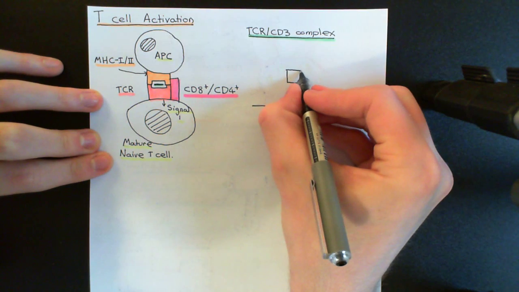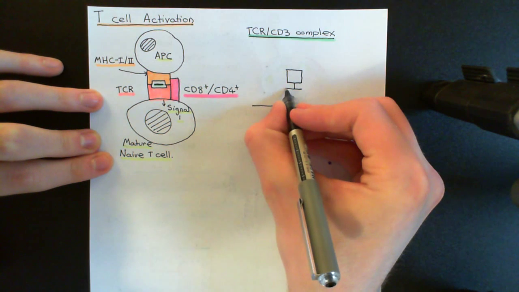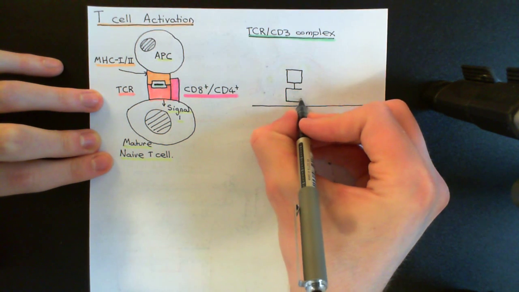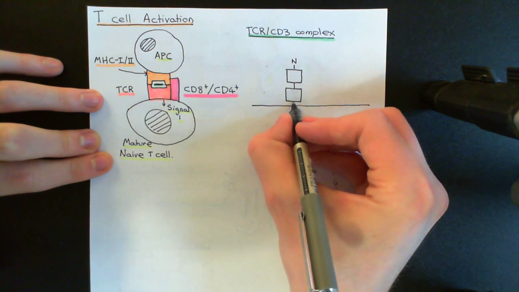Okay, so we'll start with the alpha chain firstly. So remember, both the alpha chain and beta chain consist of 2 important domains, the variable domain and the constant domain.